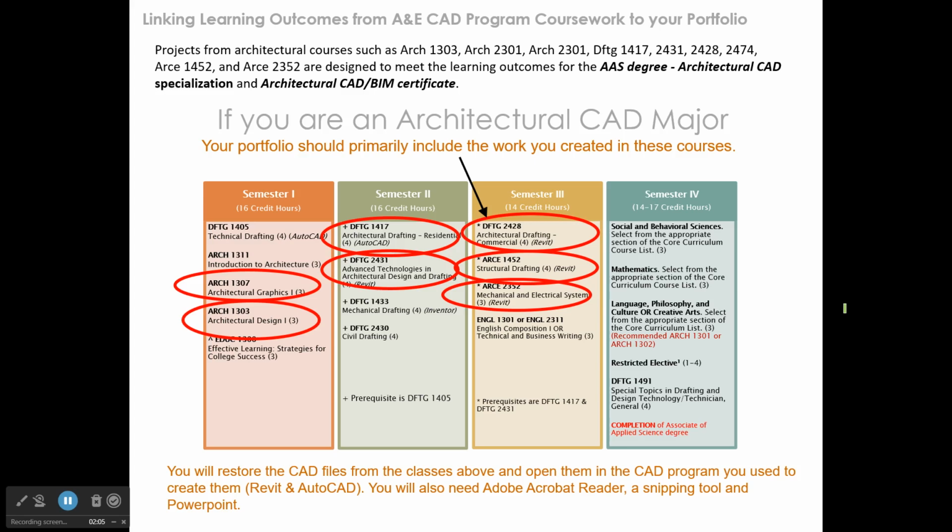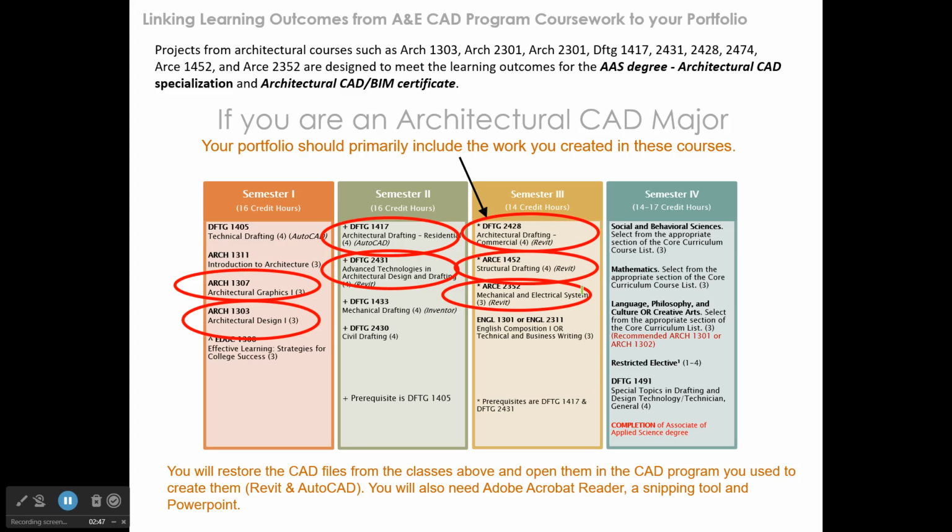Here's an example of how you might link the outcomes in your portfolio to the coursework you took. If you're an architectural CAD major at Austin Community College, you probably took the courses listed on this slide. For example, Architectural Graphics 1, Architecture Design 1, Architectural Drafting, Advanced Technologies in Architecture, which is the Intro to Revit course, Architectural Drafting, Commercial, Structural Drafting, Mechanical, Electrical, Plumbing. And so these are the courses that you're going to use to make your portfolio from.